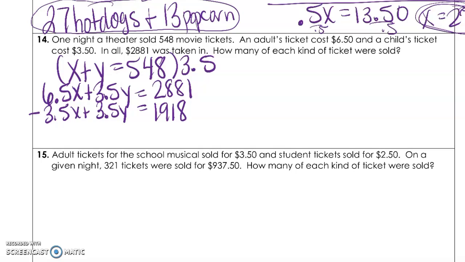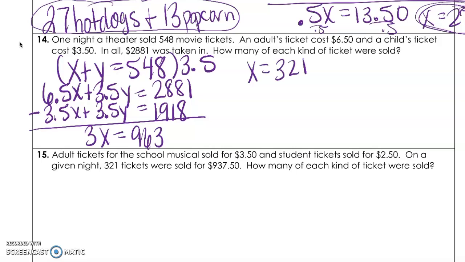So if I subtract, I get 3x equals 2881 minus 1918, gives me 963. So then I need to divide by 3, and I get x equals 321. So to find out for y, I need to take 548 minus 321 and get 227 for y.